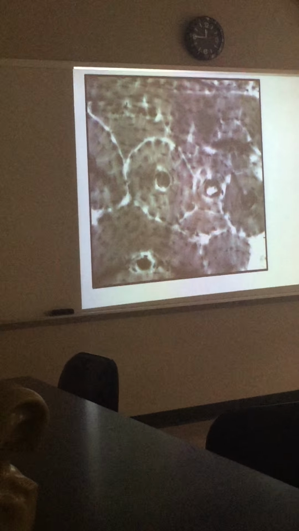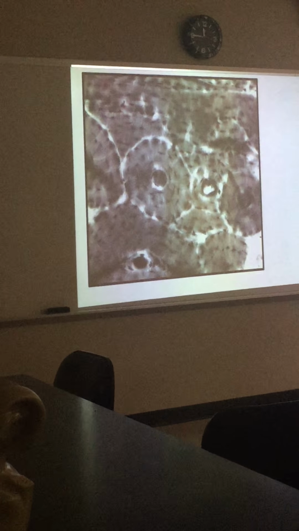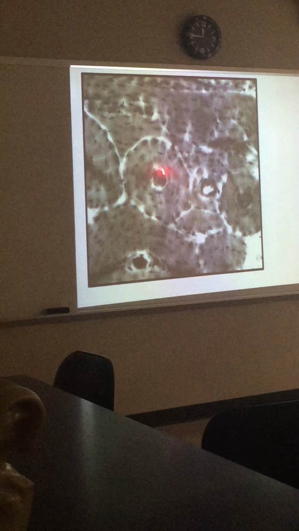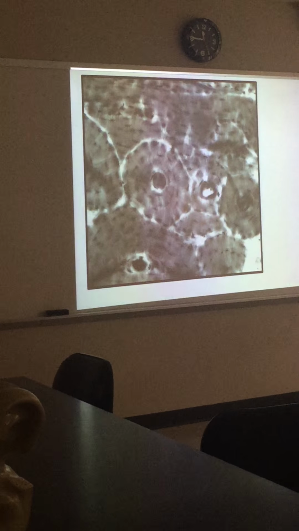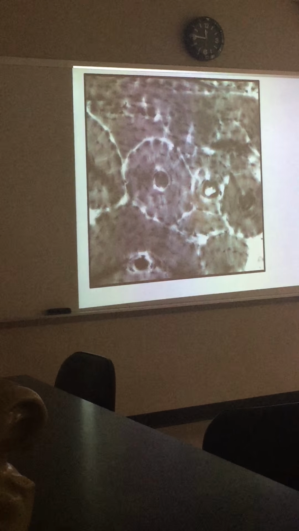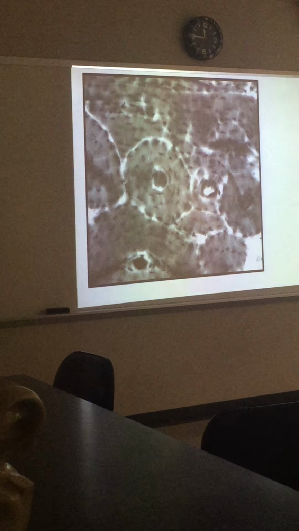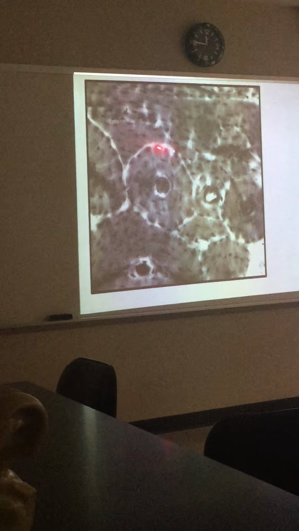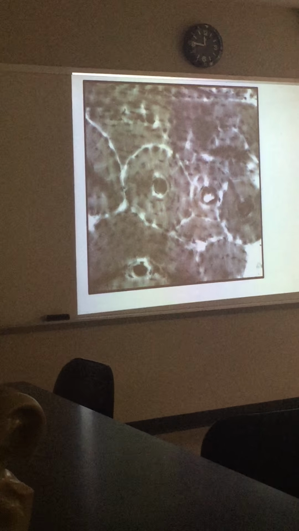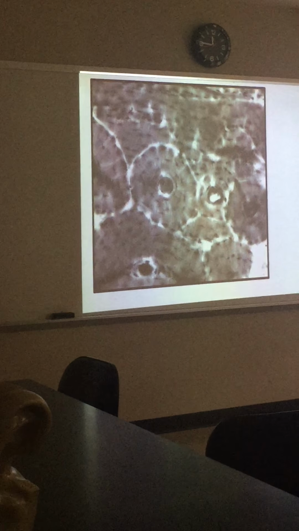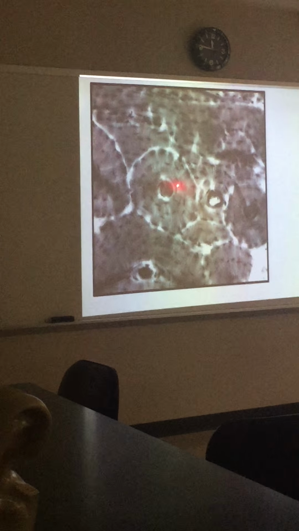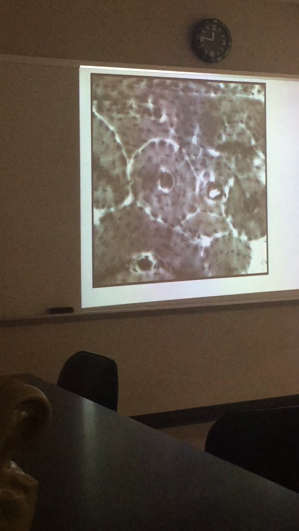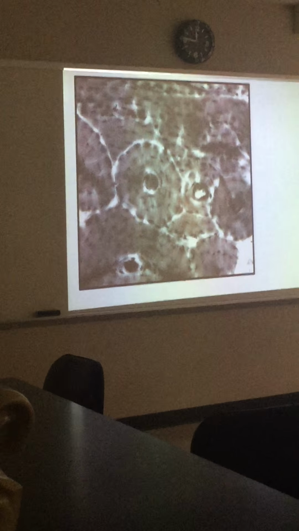This is osseous tissue, or bone. From here to here, those would be osteons. The big black splotch is the central canal. The little black splotches are lacunae filled with osteocytes. Now, the little spider webs, those would be canaliculi.